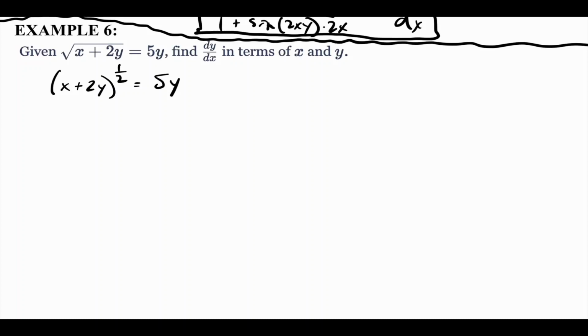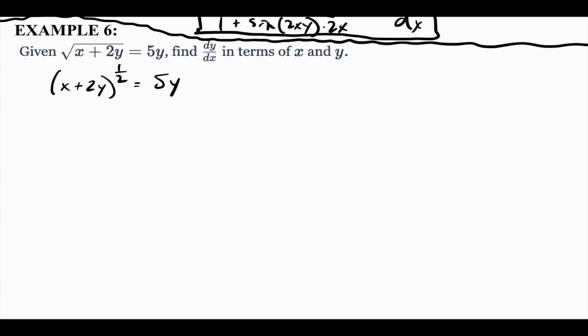Example number 6 is our first example with a root in it. But we've done roots before. You had them on your quiz or your test. You had them on practices. You had them on notes. So the idea of finding a derivative of a root function isn't crazy.